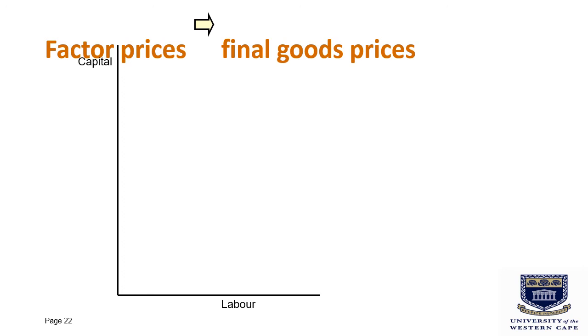So let's do the reverse. Let's say you are given the factor prices. So you know what W and R are, and you know that the unit isocost line can be drawn in, right? So that's going to be the red line that we depict. We know that W times L plus R times K must equal 1.